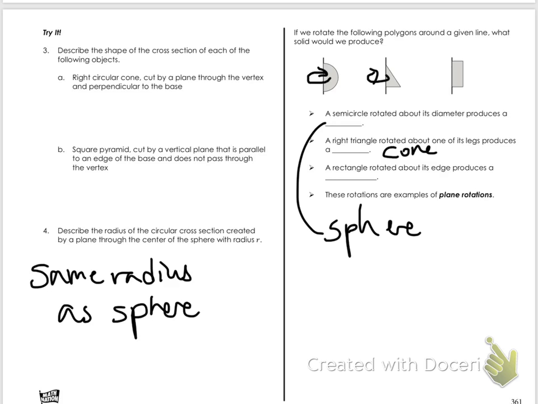And lastly, a rectangle rotated about its edge produces what? So we're rotating around the edge. Again, this is giving us a circle. This is giving us a circle. This side right here is staying perpendicular to those circles that are being created. So this is producing a cylinder.